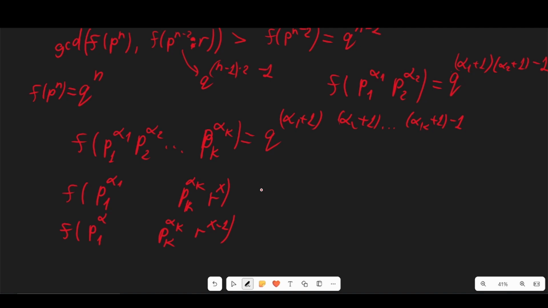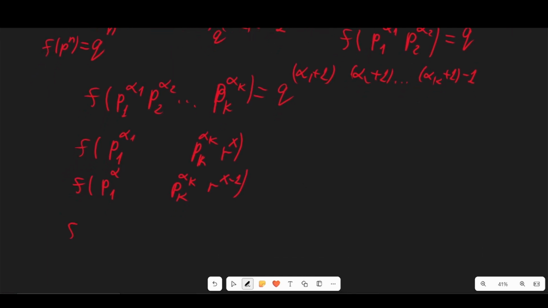For this, let's consider the GCD of f of p1 alpha 1, pk alpha k times r to the x, and the second number would be f of p1 to the alpha 1 plus 1, p2 to the alpha 2 plus 1, and so on, pk to the alpha k plus 1, r to the x minus 1.